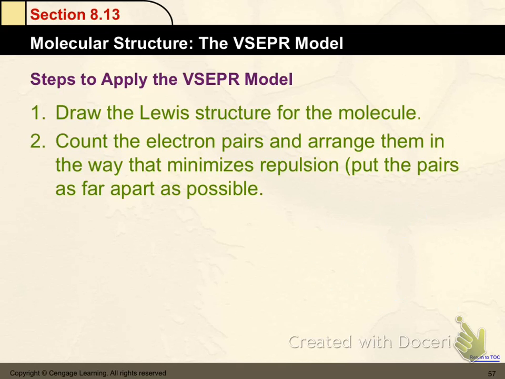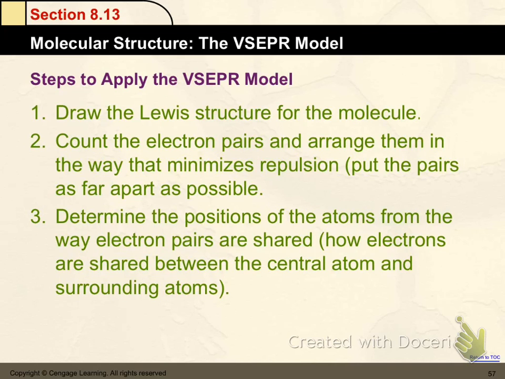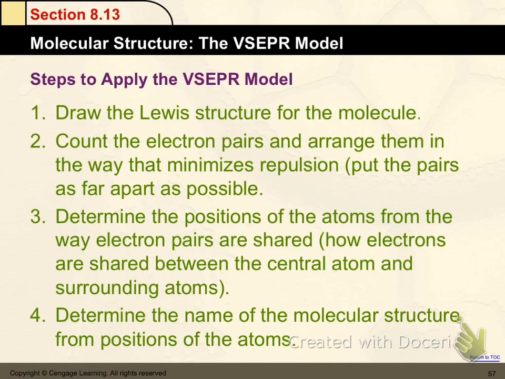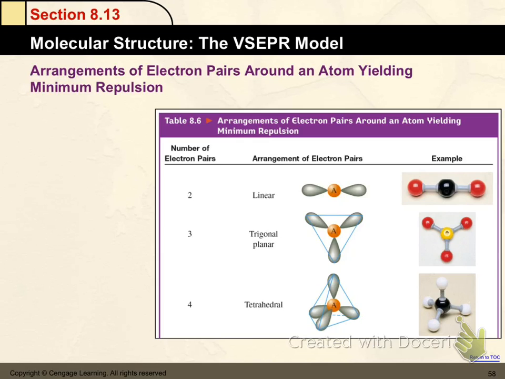Alright, so step 3, after you're done counting the electron pairs and arranging them, is to determine the positions of atoms from the way the electron pairs are shared, so the way the bonds are shared with the surrounding atoms. And then the final step in this process is to determine the name of the structure. That's probably the most difficult step, just because it involves memorization, and you know my views on memorization.